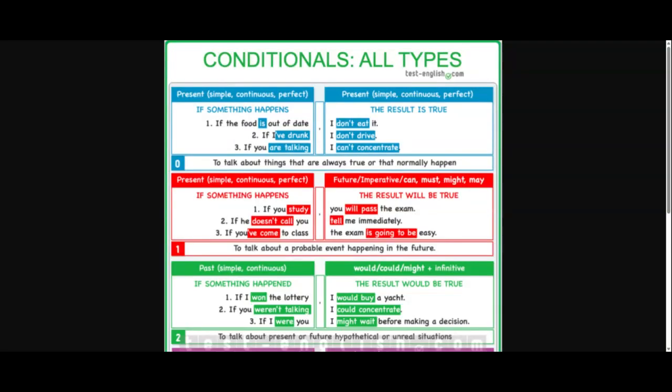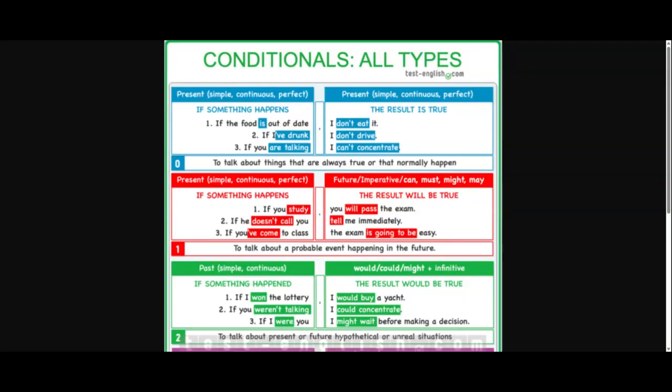But the if clause, if the food is out of date, esta oración no puede ir sola. Es decir, no podemos eliminar la otra parte y esta oración quedar sola. Because its meaning is not completed without the main clause. Okay, this is very important to understand conditionals.